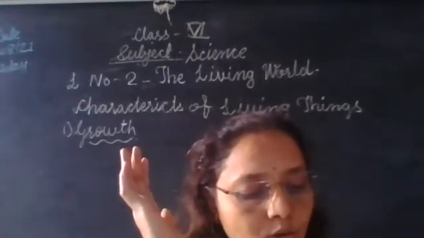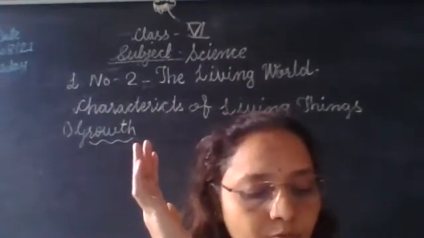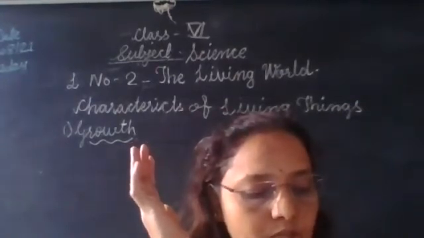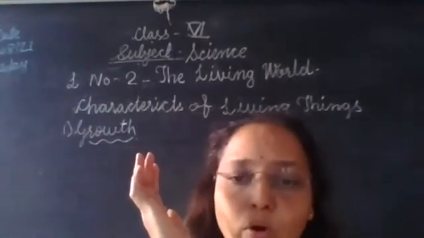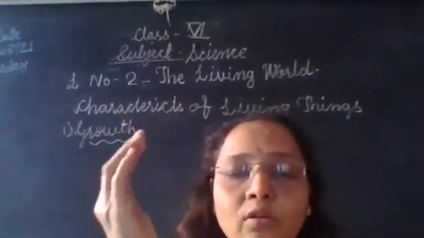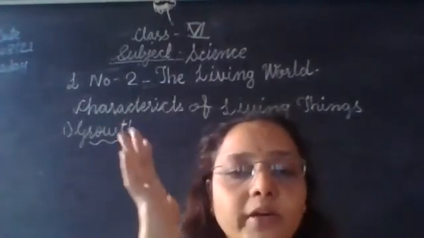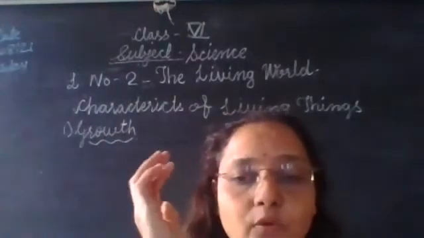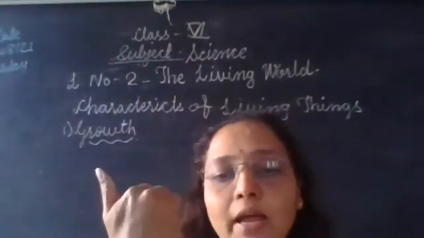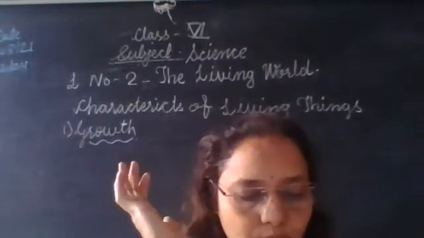But the growth of a living thing is from within the body, which means that growth occurs in all parts of the body. But in human beings, growth occurs in a certain period of time, but plants grow forever. Plants' growth continues throughout their life; they keep growing.